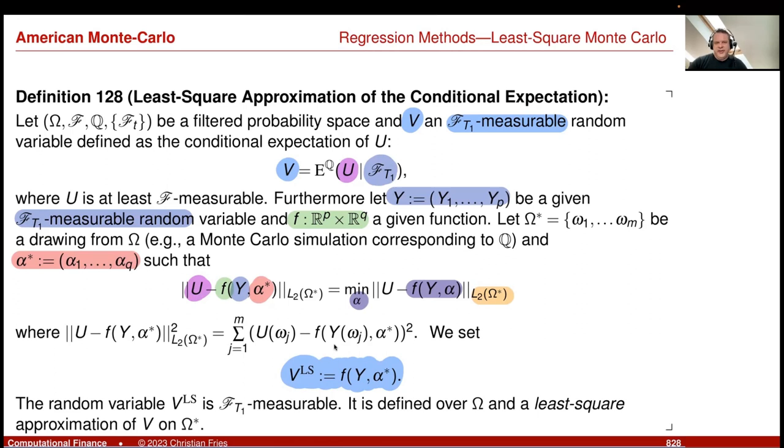Well, this is a definition. Shouldn't it be maybe a lemma or theorem? What we know is if this here is the space of all F t1 measurable random variables, then this guy here is the conditional expectation, because the conditional expectation is the random variable that minimizes this norm. But the space could be much smaller. Actually, I just have a parameterization with alpha, so it's just an approximation, because we could miss a lot of information.